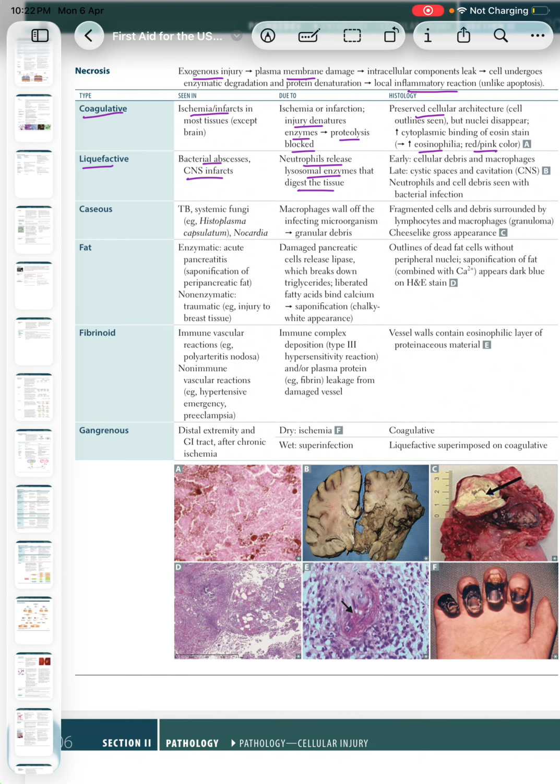In the early case, cellular debris and macrophages are there, and in the late stage, cystic spaces and cavitations of the CNS, that is, neutrophils and cell debris, are seen with the bacterial infection.